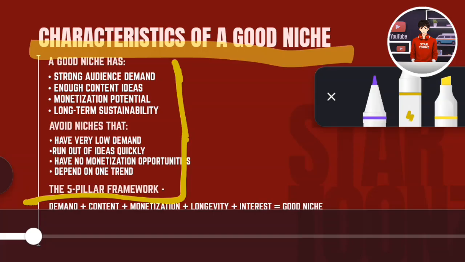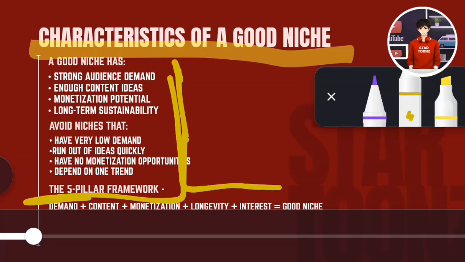The first characteristic of a good niche is audience demand. Are people actively interested in this topic? Are they searching for it? Are they watching videos about it? Without demand, growth becomes difficult no matter how good your videos are.